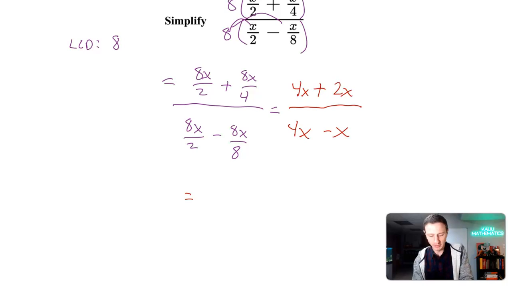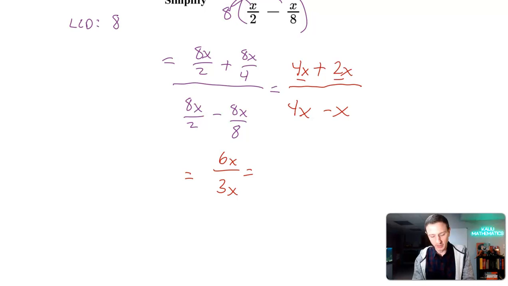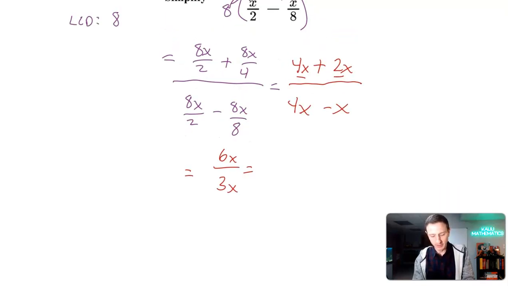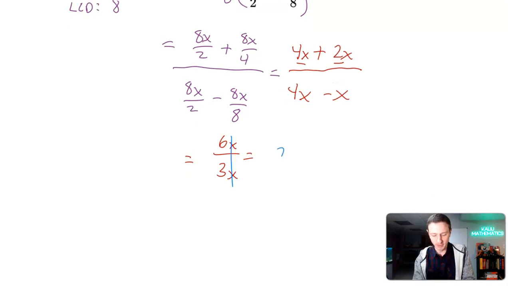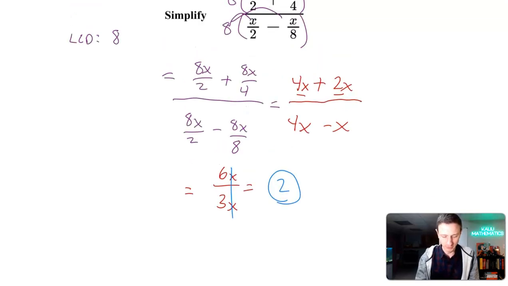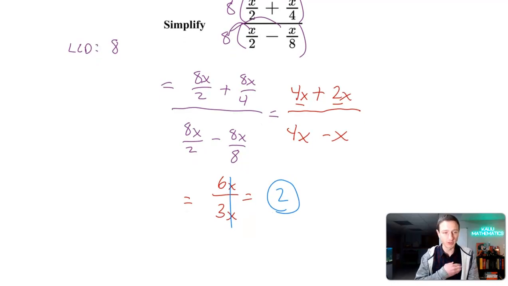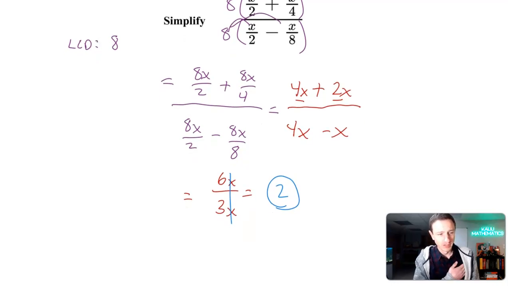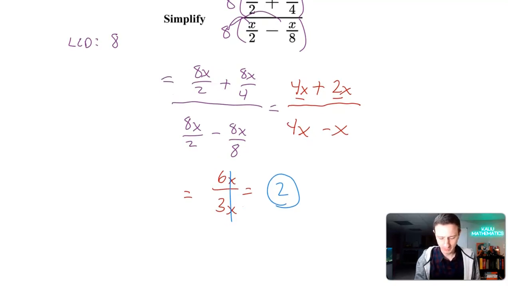So now we just combine like terms. 4x plus 2x is 6x. 4x minus 1x is 3x. Two things happen here in this simplification process: we have the x's canceling, and then we also have 6 divided by 3 is 2. So we get 2 for our answer there. So after all of that simplification, we just get the answer of 2.